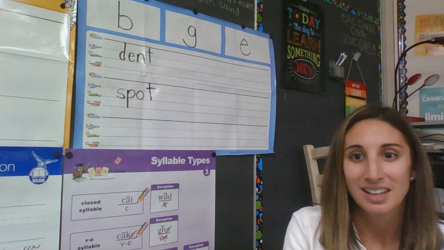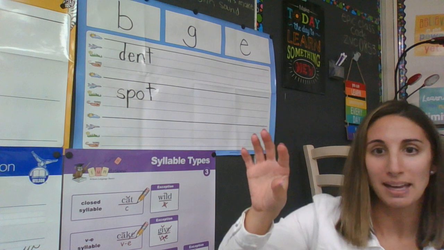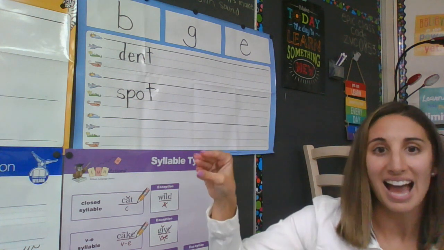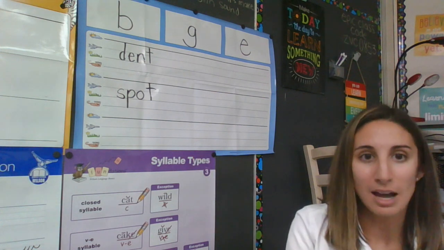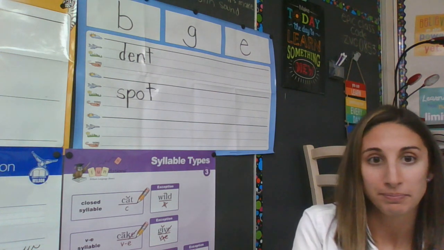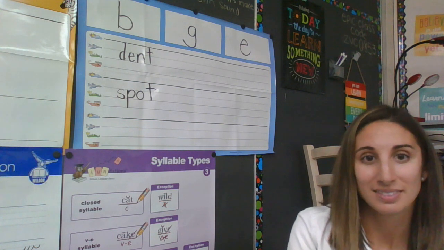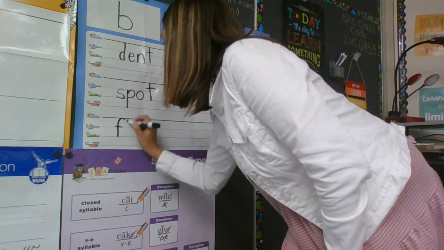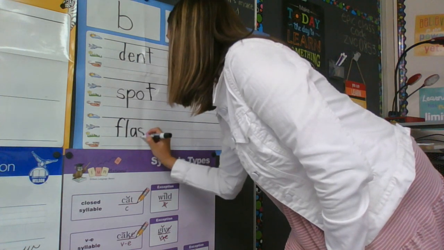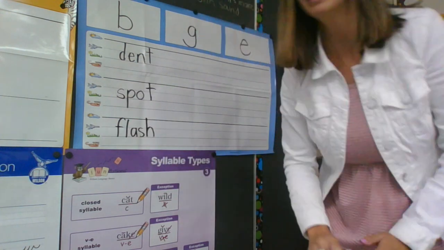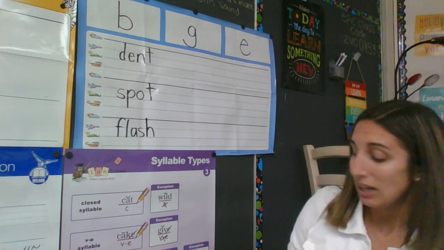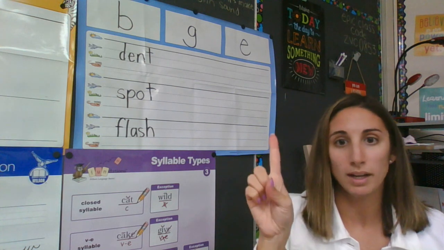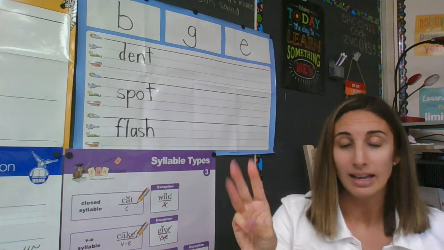All right, and the final real word is flash. Say it. Flash. Let's tap it. Flash. Write that one down. Pause if you need. Let's reveal it. Flash. Very good.